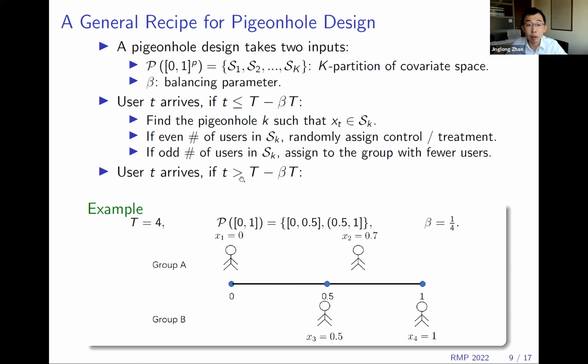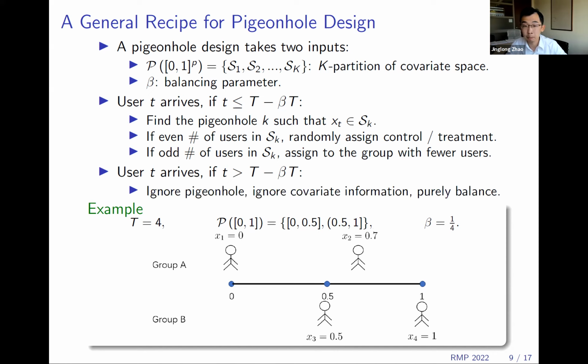And lastly, during the balancing periods, regardless of the user covariates, we put the user into group A or group B, whichever has fewer users. So we ignore the covariate information and do purely balancing, balancing the number of users in group A and group B in this balancing stage. And the purpose of this balancing stage is to purely satisfy the constraint that half of the users are put into treatment and the other half go into the control group.